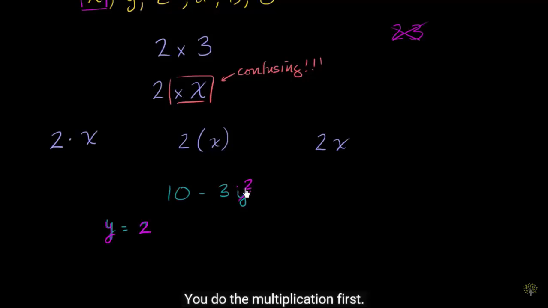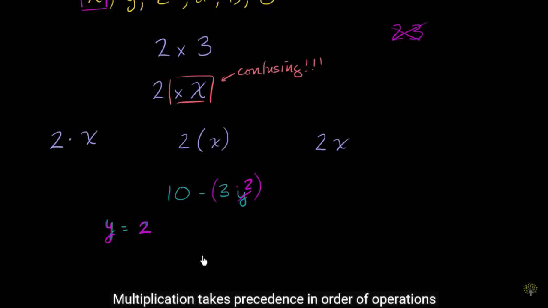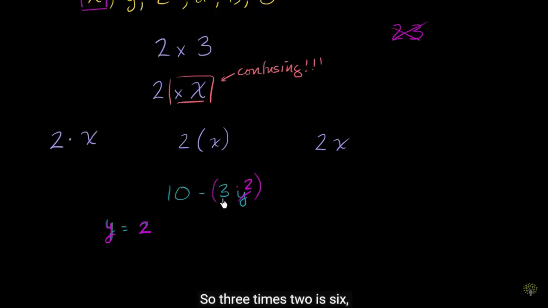You do the multiplication first. Multiplication takes precedence in order of operations. So 3 times 2 is 6. 10 minus 6 is equal to 4.